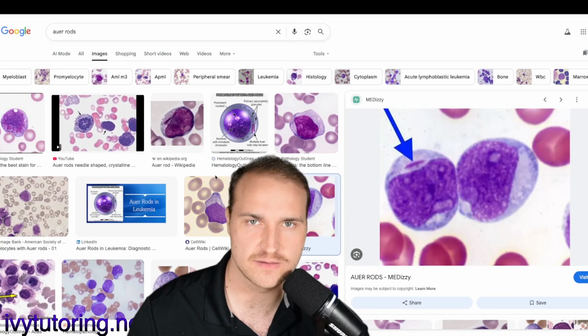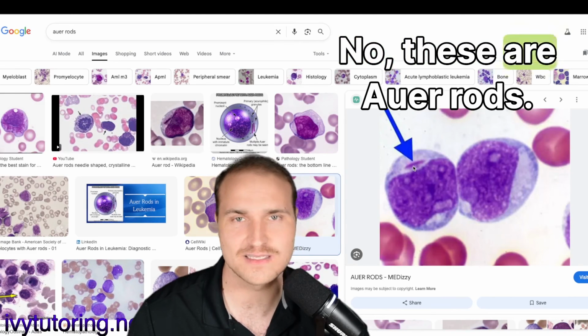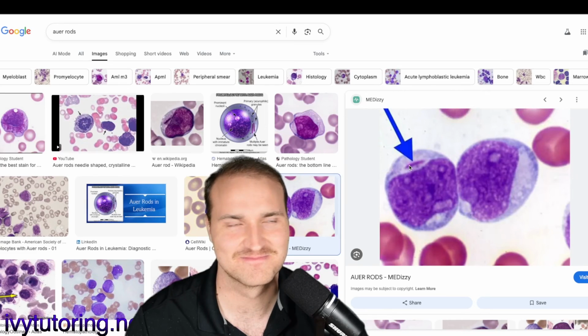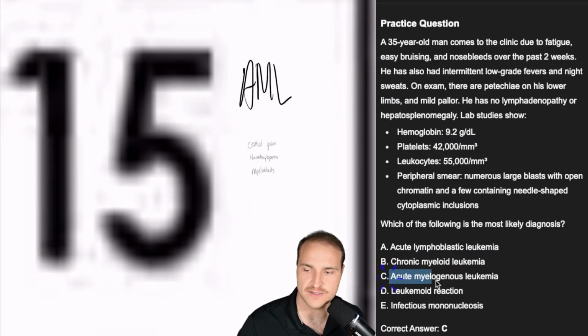For this question, let me ask you, are these your rods? No, these are our rods. You guessed it. The next one's answer is acute myeloid leukemia.